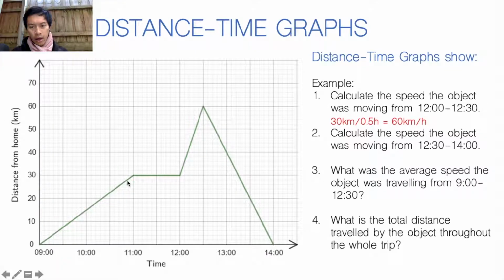Okay. Question 2 asks, calculate the speed of the object from 12:30 to 2 p.m. So from this bracket here, it has gone from 60 kilometers down to 0, which means the distance traveled is 60, and that's the rise, and then the run is going to be an hour and a half, which is 1.5. Now 60 divided by 1.5 will give you 40 kilometers per hour, and so the car is now traveling slower than before.